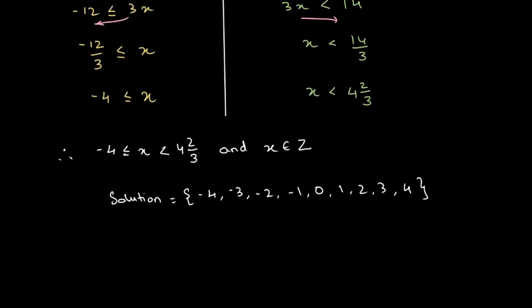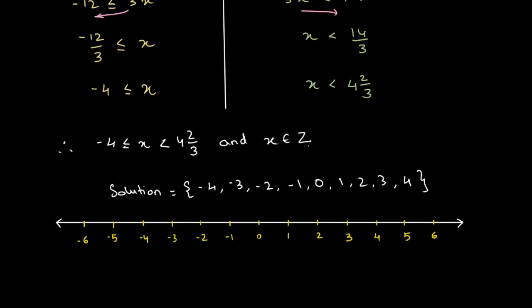Now we need to plot this on the number line. So first let's draw our number line. Here it is. And mark the solution values on the number line. So we have minus 4. It's not very clear. See, minus 4. Right here, there you go. Minus 4, minus 3, minus 2, minus 1, 0, 1, 2, 3, and 4. So these are all the integer values from minus 4 to 4 on the number line.